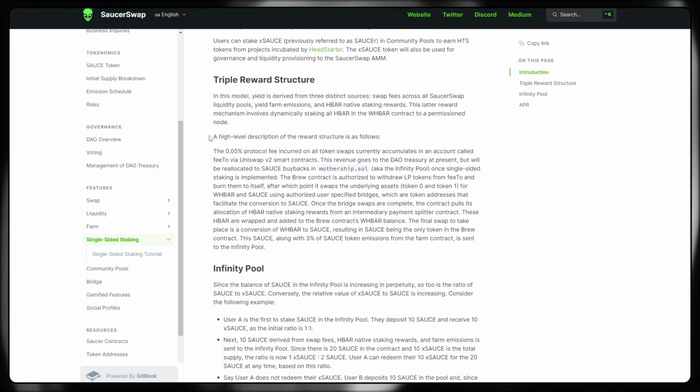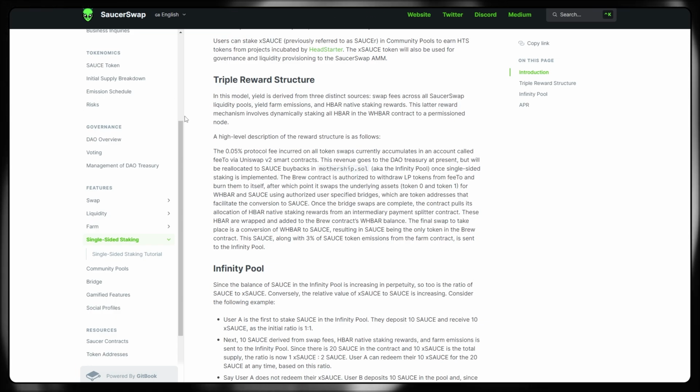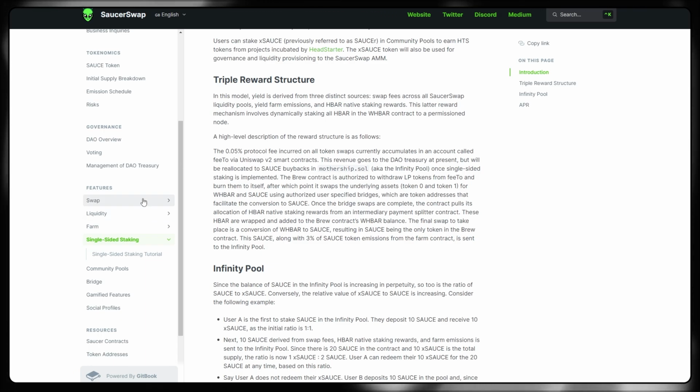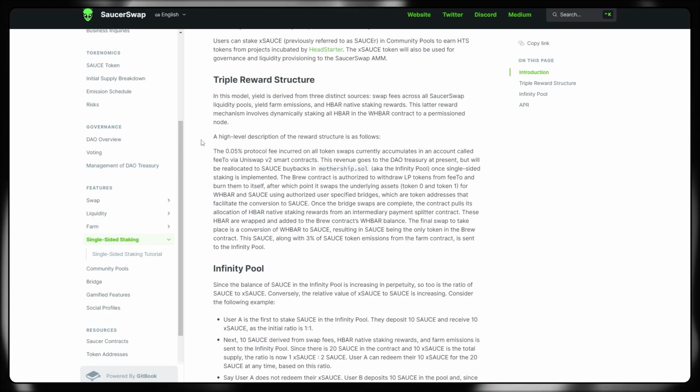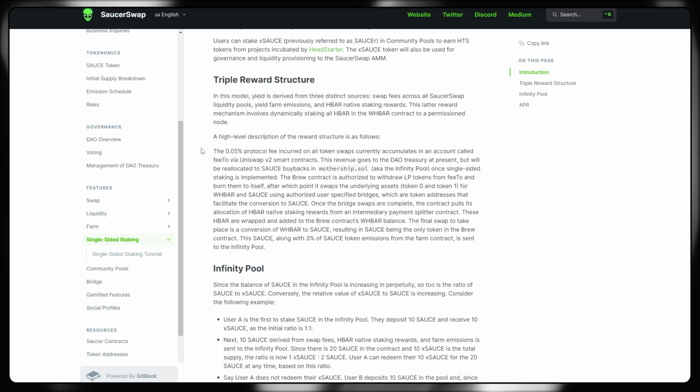So this is obviously introducing you to the triple reward structure. In this model, yield is derived from three distinct sources. You get the swap fees across all SaucerSwap liquidity pools, yield farm emissions, and HBAR native staking rewards. The latter reward mechanism involves dynamically staking all HBAR in the wrapped HBAR contract to a permissionless node. A high-level description of the reward structure is as follows.